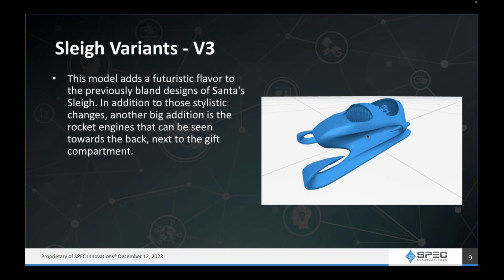Over here, V3, the third iteration of Santa's sleigh model, adds a futuristic flavor to the previous designs. In addition to those stylistic changes, another big addition is the rocket engines that can be seen towards the back, next to the gift compartment.